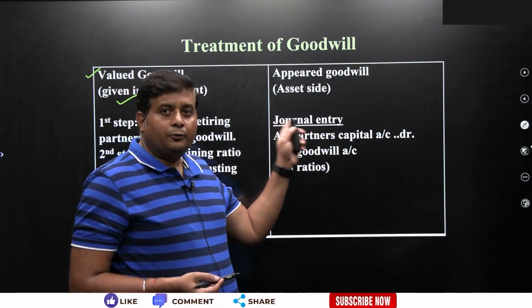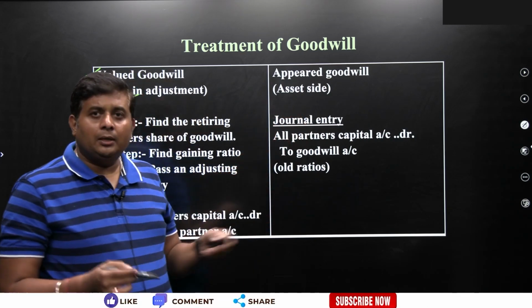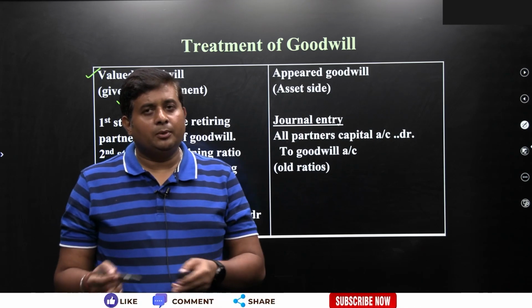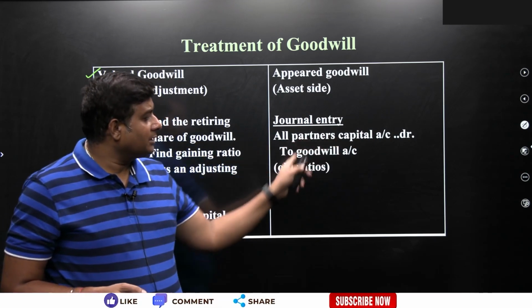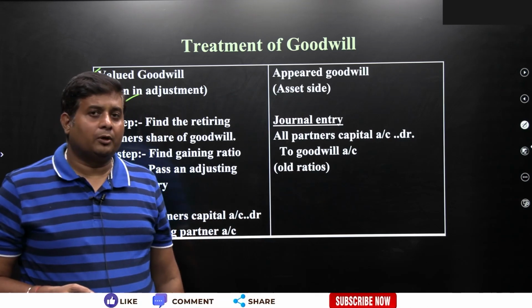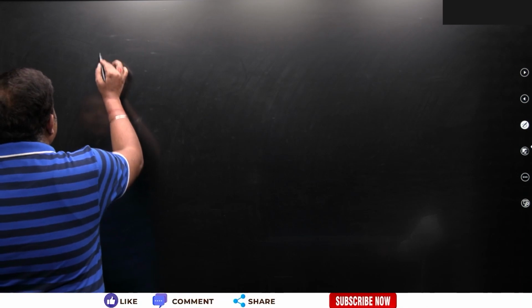And if you talk about the appeared goodwill, this must be given in your asset side, or maybe in additional information, it must be mentioned that this is an appeared goodwill. And the treatment is all partners' capital account debit to goodwill account in their old profit and loss sharing ratio. So, let us take an example for the same.